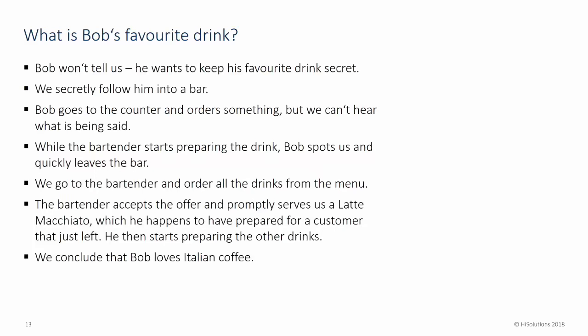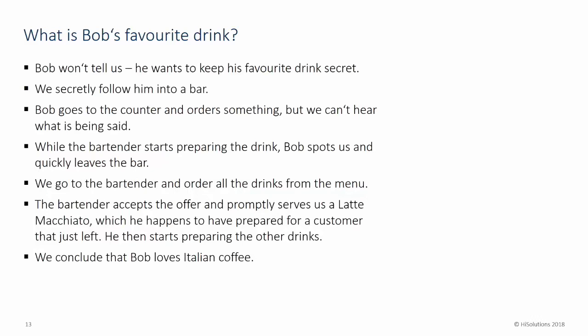Now we go to the bartender and order all the drinks from the menu. I want one drink from everything you have. And what the bartender does is he accepts the offer. He quickly passes us an almost finished drink, latte macchiato in this case, which he happens to have prepared for a customer that just left, and then starts preparing all the other drinks. So we can conclude the drink that we were handed so quickly must be the one that Bob has ordered before us, because it's already half made by the barkeeper. Okay, if you know Spectre, you'll see the analogy.